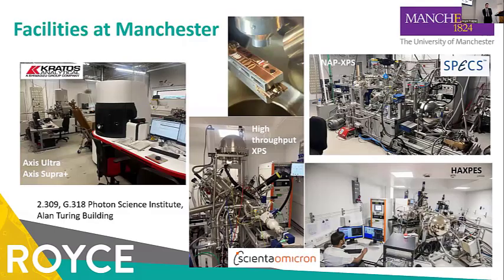Right, so we've got 5 instruments here. We've got the Scienta Omicron system, which is the HAXPES, and that's coupled to a high throughput system, because you always need high throughput XPS. That's actually coupled under UHV, and there's a preparation chamber as well, vacuum suitcase, etc. Our near ambient pressure system is from Specs, and we've got one very old and one very young Kratos high throughput system, an Ultra and a Supra.